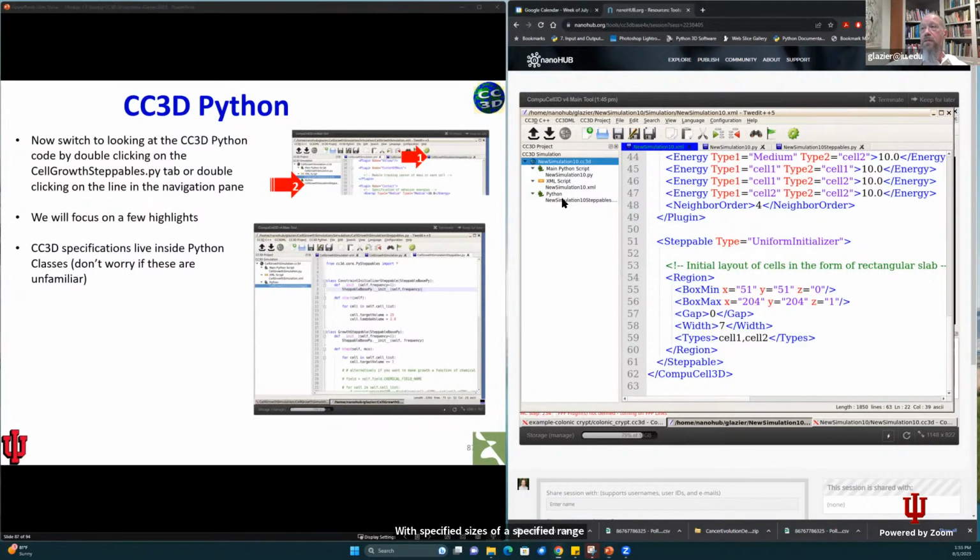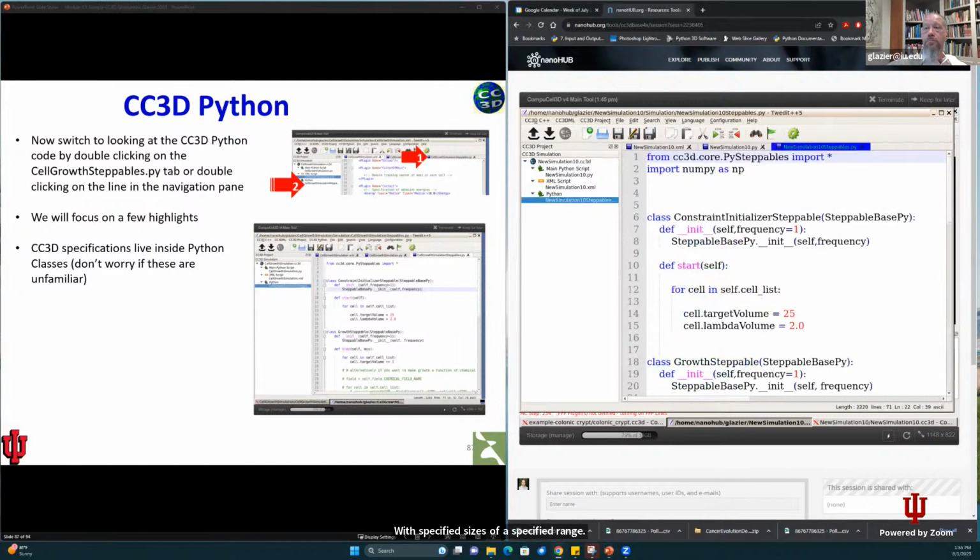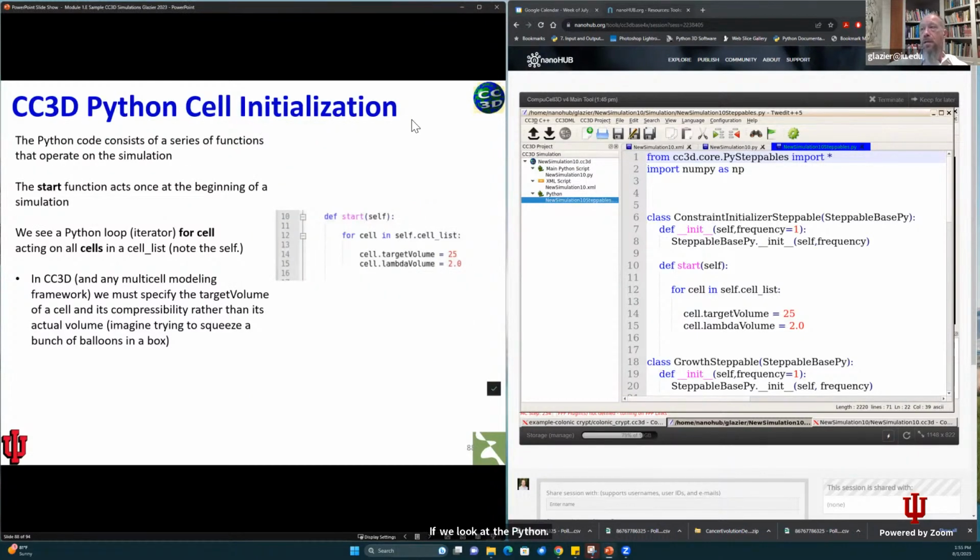If we look at the Python, there are a couple of things we'll notice. We'll see something called the start function that's run once at the beginning of the simulation. In this case, we iterate, remembering yesterday, iterating over the list of all the cells and giving each cell a target volume, and a target compressibility. You'll hear more about that later today.